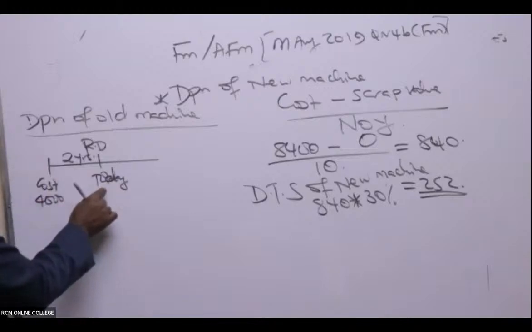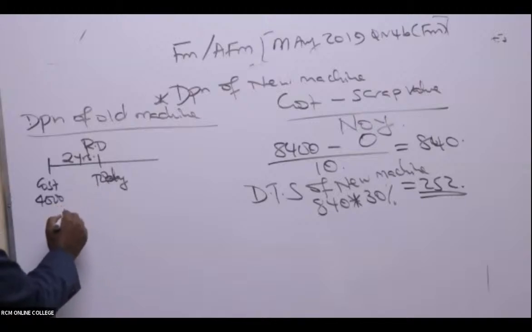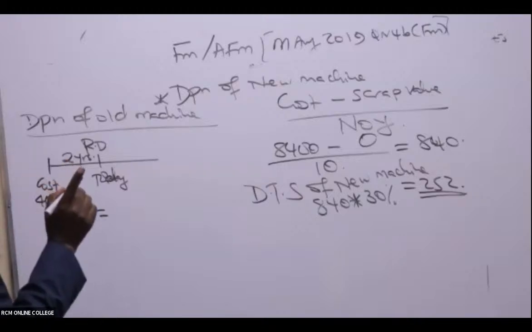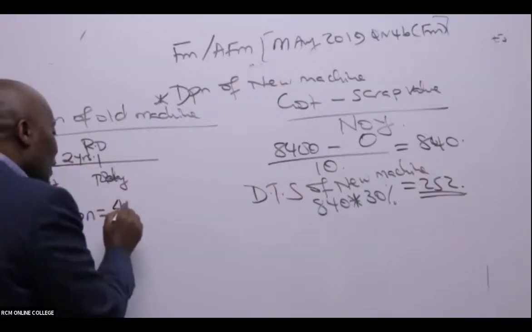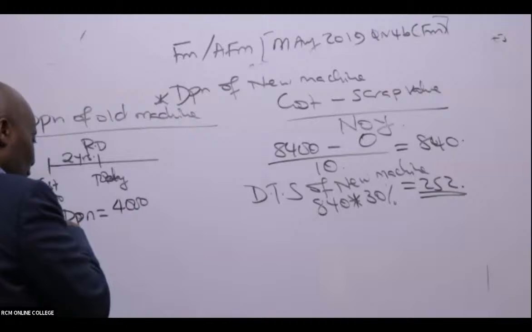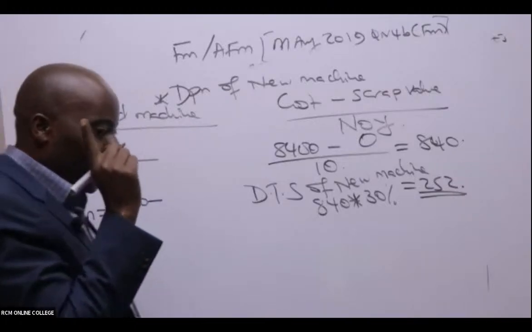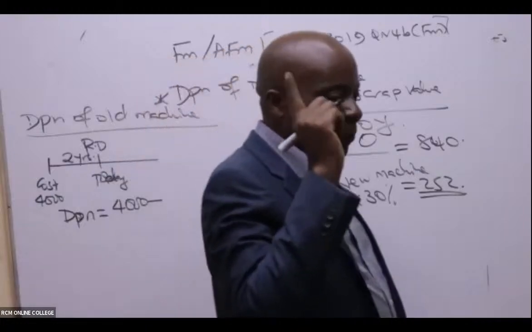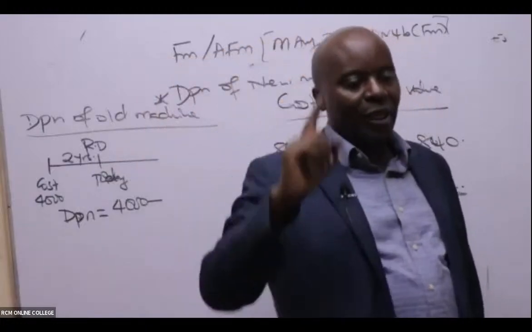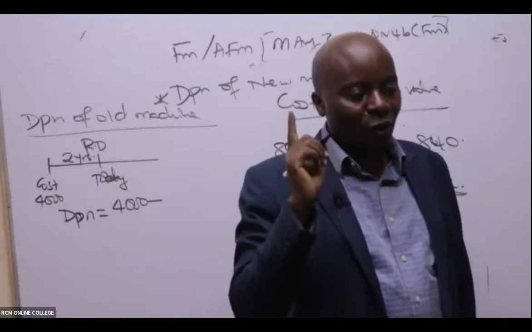So then I need to get, in this case, the depreciation first of all. Depreciation is straight line. I will take the cost, which was 4,000, minus scrap value. Initially, did we have any scrap value for this machine?